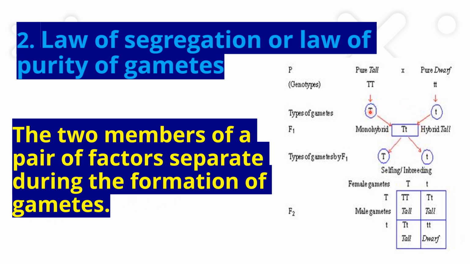Here you can see these are the pair of factors that will separate during the formation of gametes. You can see only one T here, right? This pair of factors will separate at the time of gamete formation. Here also you can see, this is the parent. At the time of gamete formation, these two factors will separate. That we call the law of segregation or law of purity of gametes.